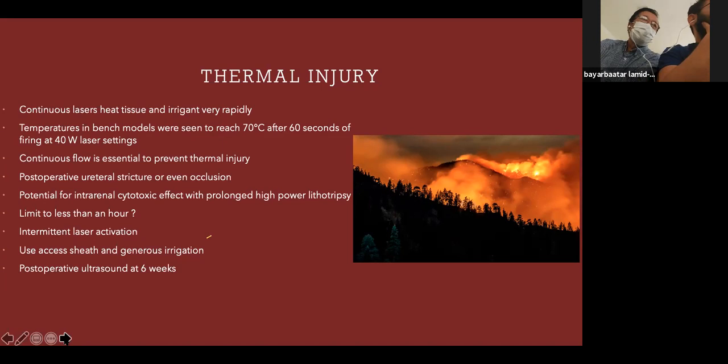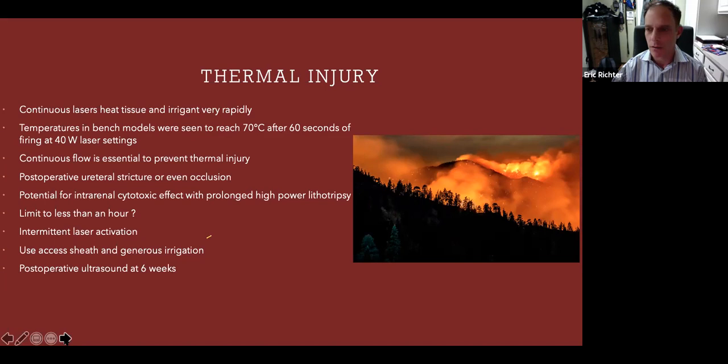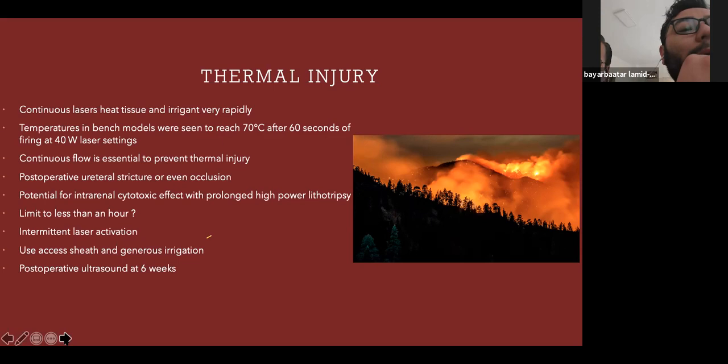I mean, Eric and I couldn't get the second sentence of the presentation. Temperature and bench models, that one? Yeah. So that just says, in bench models, meaning in the lab where they've done it. They'll fire the laser in the laboratory, and they were able to see that after 60 seconds, a minute at the 40 watt, they were able to create temperatures of 70 degrees Celsius. So that's in vitro, not in a live patient.